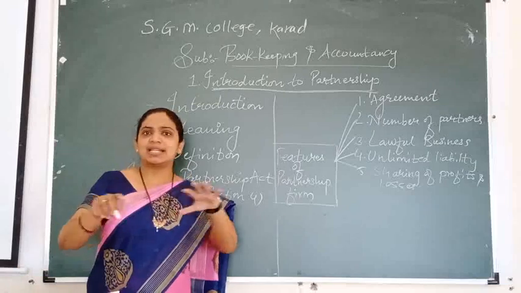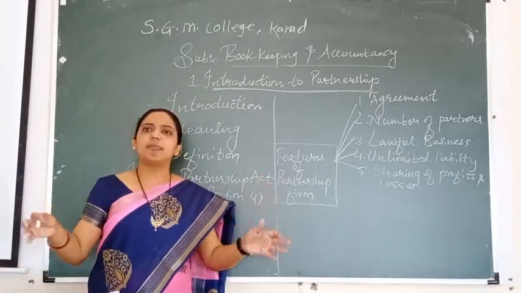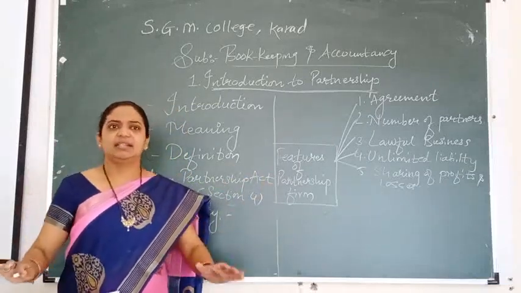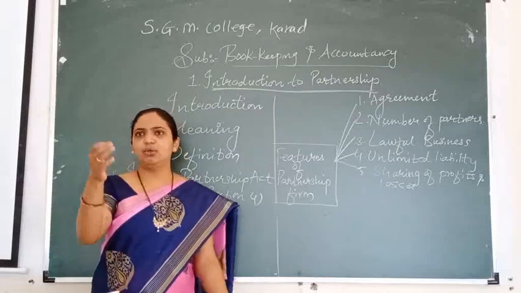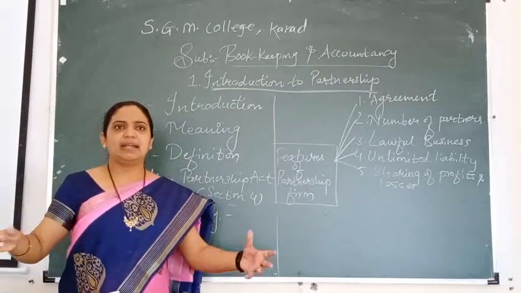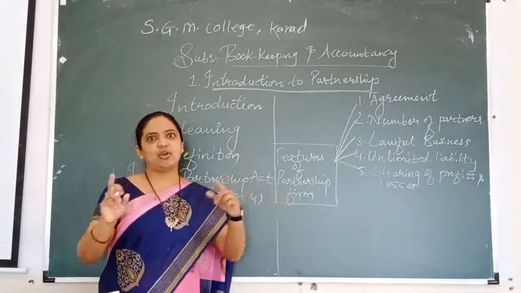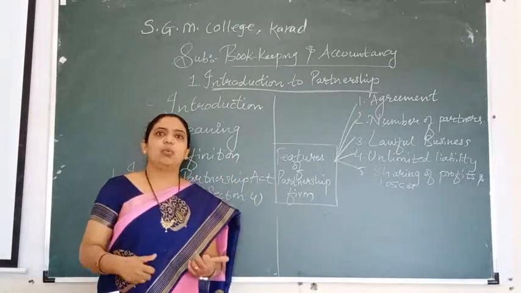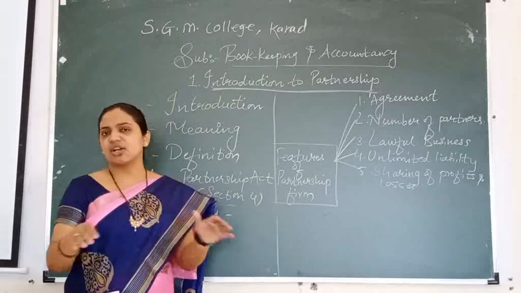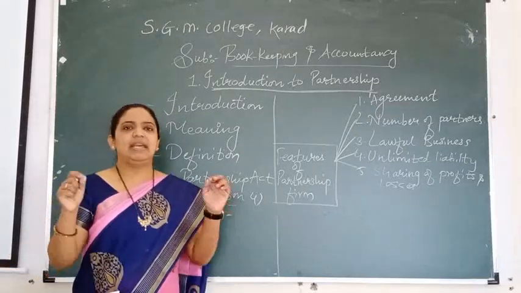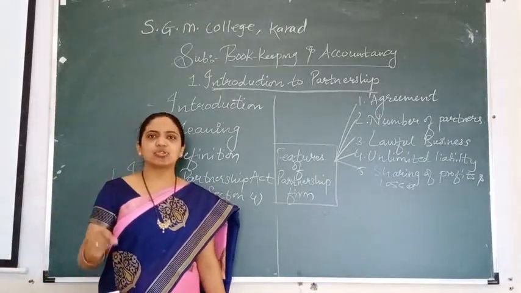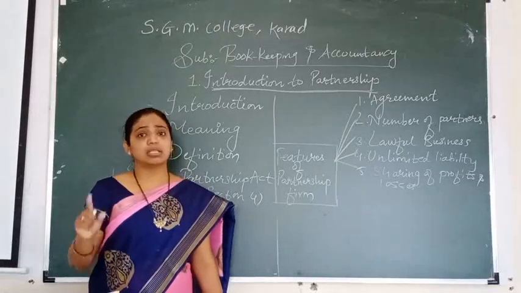It is a mutual understanding between the partners. If partners have already decided that I have contributed this much capital, you have contributed this much capital, at that time we will go according to this ratio when profits and losses are there. Okay, but when it is not written in the deed, at that time the partners have to share the profits and losses equally.